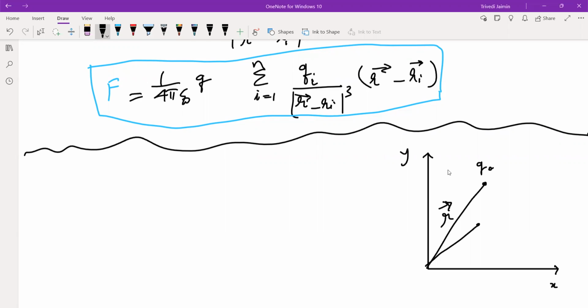There is one more charge, some point. So this distance will be R, which is, let's take this as R1 bar. So R will be equal to R vector minus R1 vector. Okay, let's write a few points about this one.